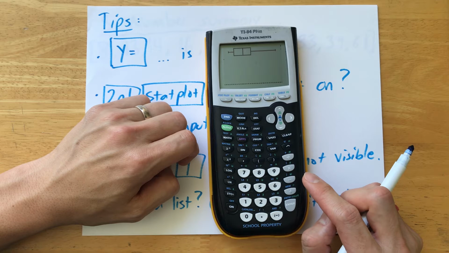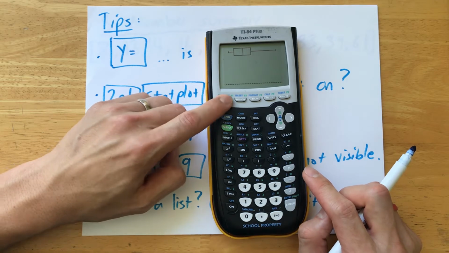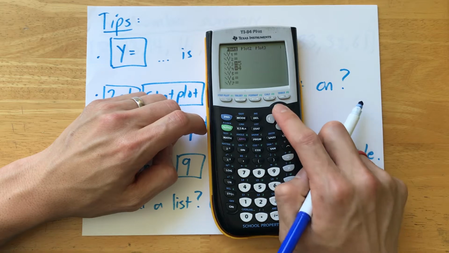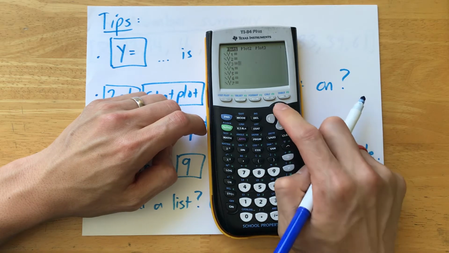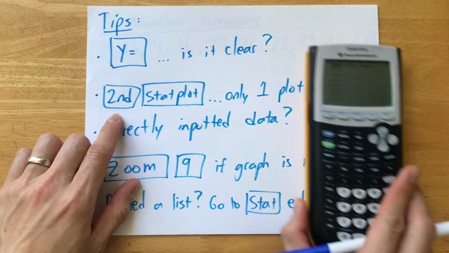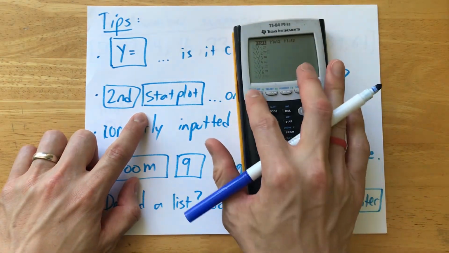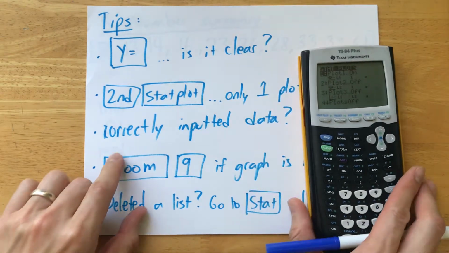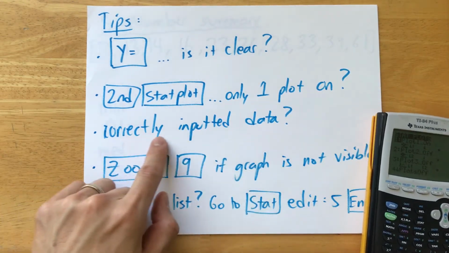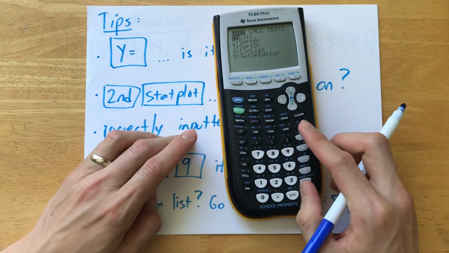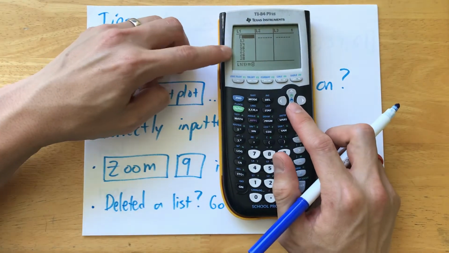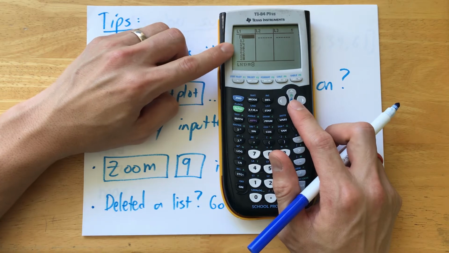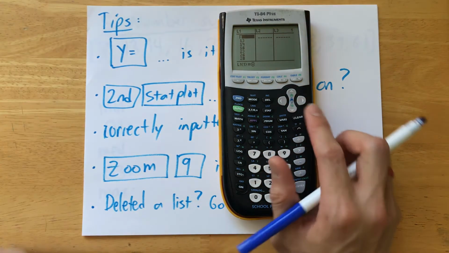Okay. Other lines may appear, so what you want to do is go here and make sure all this is clear. So there's nothing else in here. Okay, clear. That's the first tip. Also, when you go to second, stat plot, make sure you only have one graph turned on. We talked about that. Make sure you correctly input your data. It's very easy to put in the wrong values here. Make sure you don't add an extra 0, or merge two numbers together.